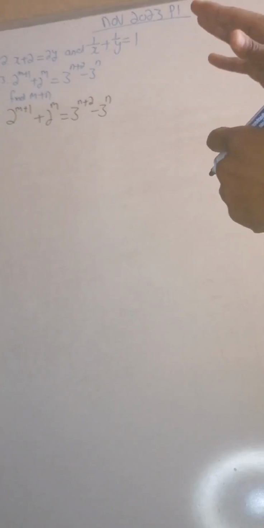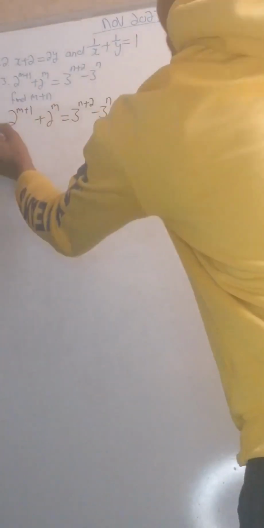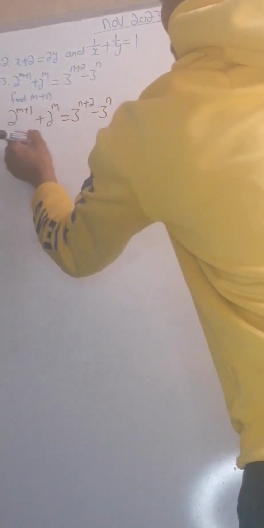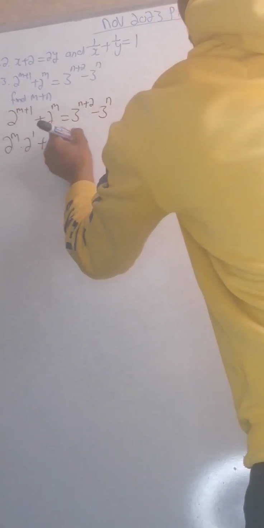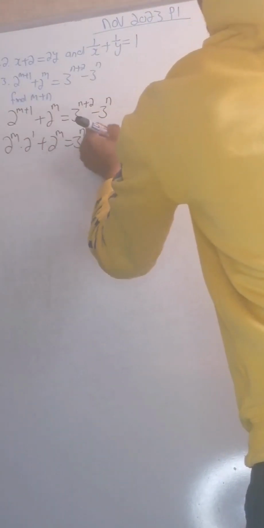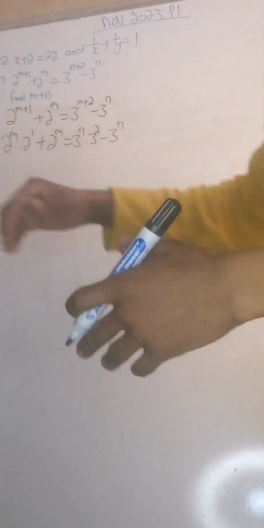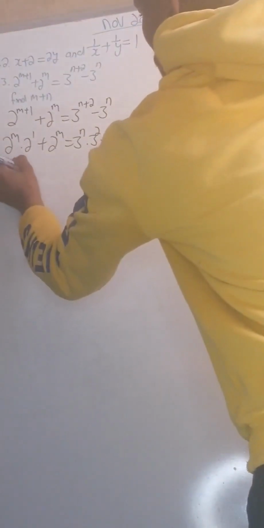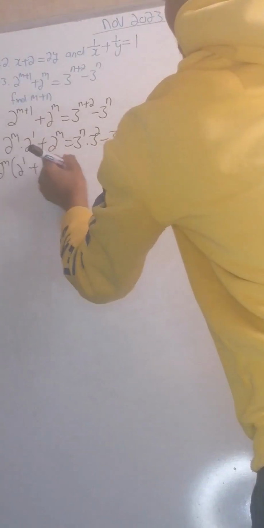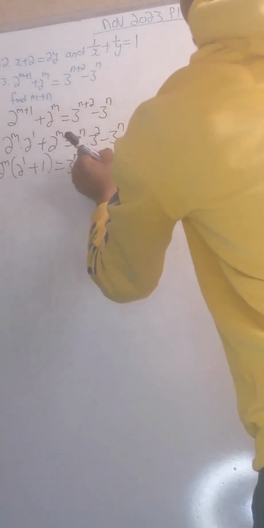And the second step that I think I need to employ in this is to break down m plus 1 into individual components. That is to say 2^m · 2^1 + 2^m · 3^n = 3^2 · 3^n. Why am I doing this? Remember, when you multiply, you add the exponents. So I'm trying to work out a common factor. There's a common factor in here. So I can say 2^m(2^1 + 1) = 3^n(3^2 − 1).